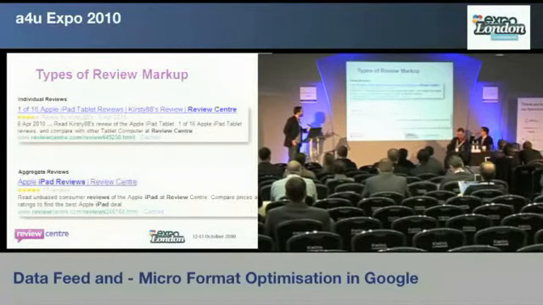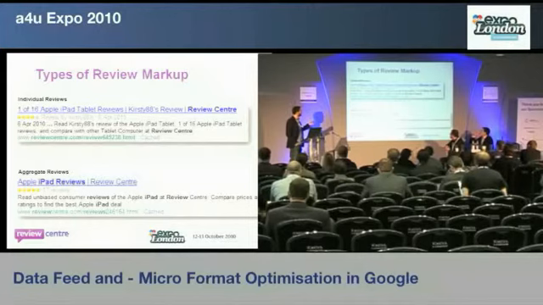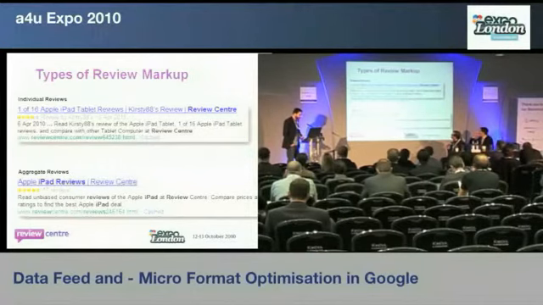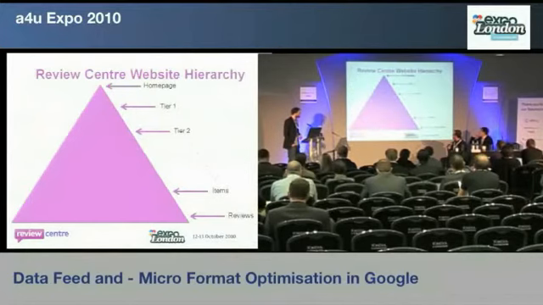Well, Review Centre is, as you might expect, a review site. So we marked up all our review content. There are 2 different types of review markup you can use. The first is individual reviews. So there's an example of an individual review from Review Centre. And the second is an aggregate review. And I'll come back to both of these in a minute.